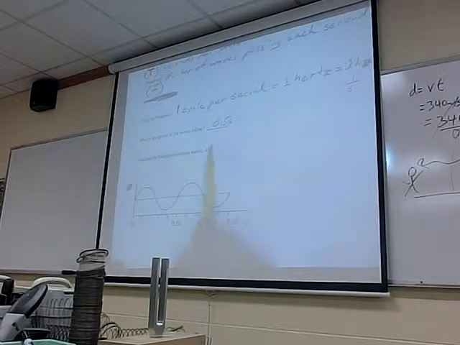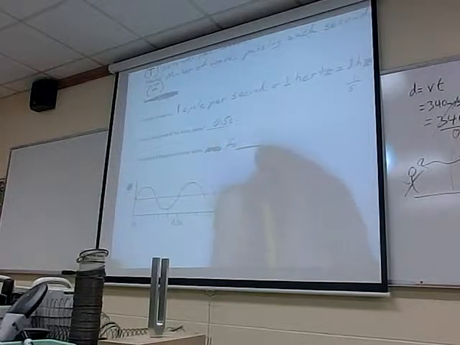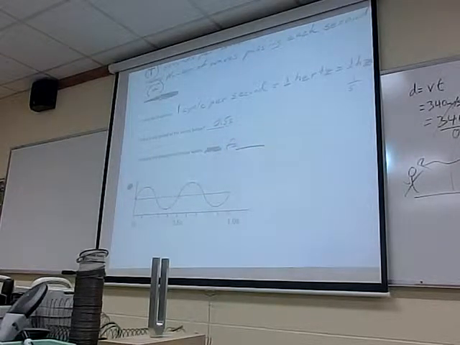Anybody see the problem here? There's a problem. What did I do wrong? I need to fix something. It's not the sign for, yeah, that's the sign for wavelength. So this should be F equals. I don't know why I did that.